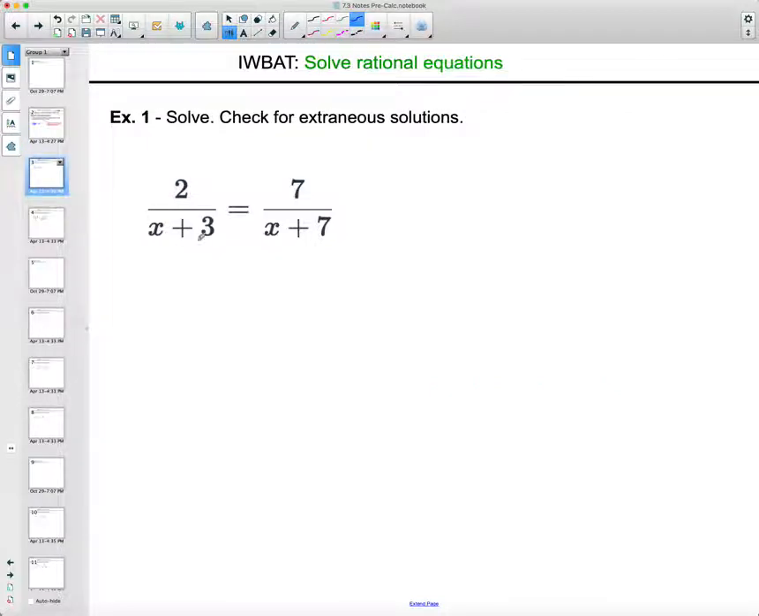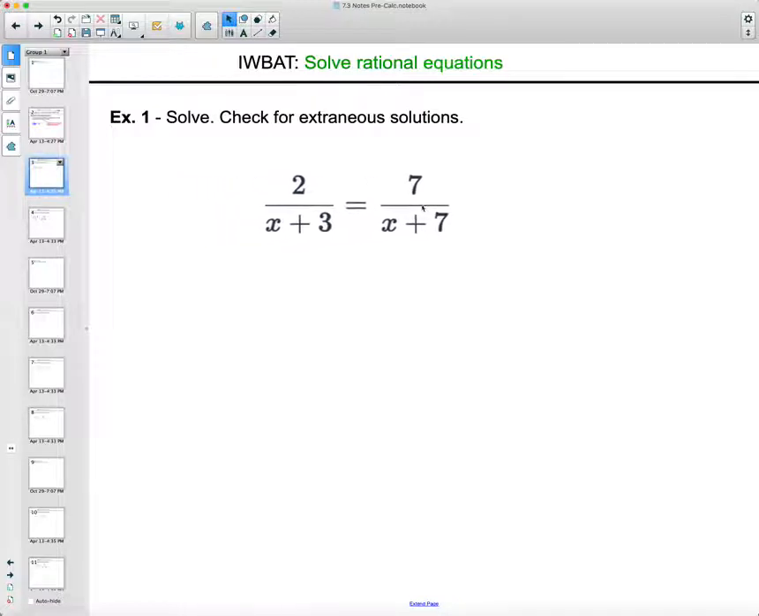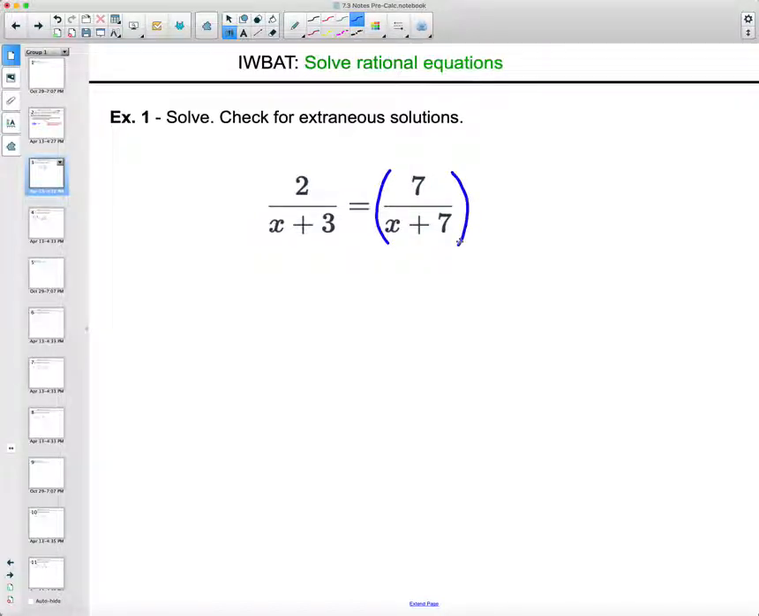Here is a simple version of a rational equation because it's just two fractions set equal to each other. You can think about this as cross multiplication if you want to. I am going to show you why cross multiplication works, and what the strategy is. You're saying, I don't want this x plus 7 on the bottom anymore. So I'm going to multiply both sides by x plus 7.